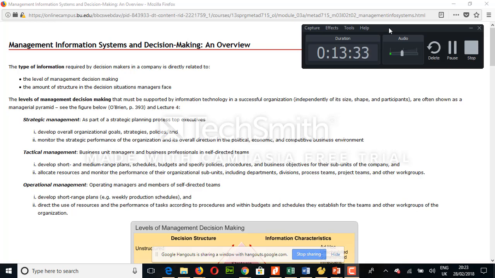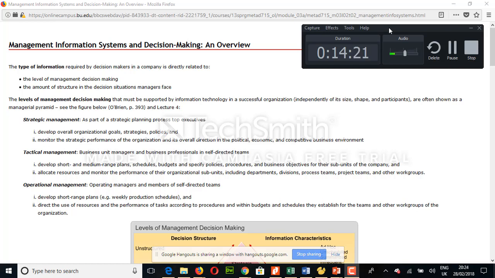Management information systems and decision making, an overview. Okay. So we are looking at how MIS influences decision making in organizations. I spoke about this before, but I was looking at it from a different context. Now, MIS influences decision making in the hierarchy of management. We discussed operational management, tactical management, and then strategic management. So how does MIS influence decision making in these three levels of management?